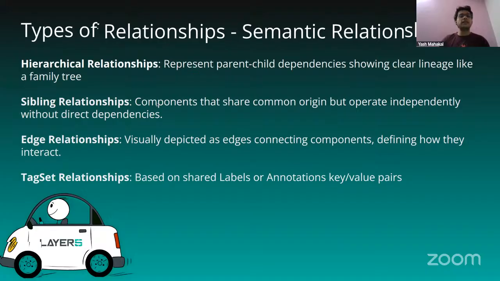When you are describing hierarchical relationships, it represents parent-child dependencies. Moving forward, sibling relationships are components that share a common origin but operate independently without direct dependencies. Then there are edge relationships, which are visually depicted as edges connecting components, defining how they interact. Talking about hierarchical relationships, an example can be a pod and a container. A container is necessary for a pod to run. If you don't have a container mentioned in a pod, the pod can't run. That's the hierarchical relationship.